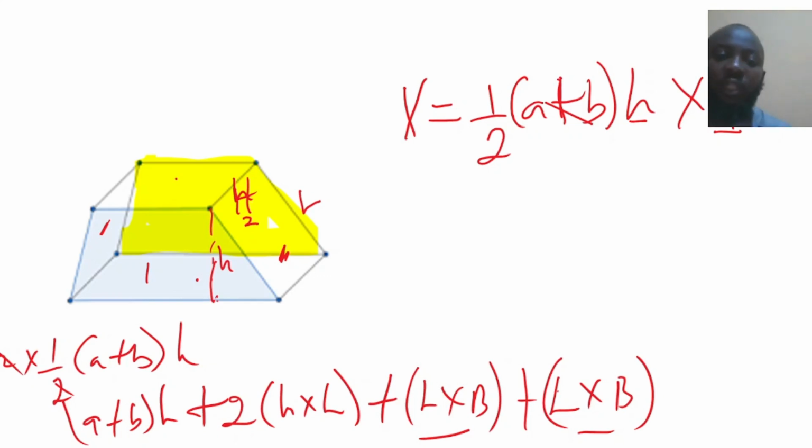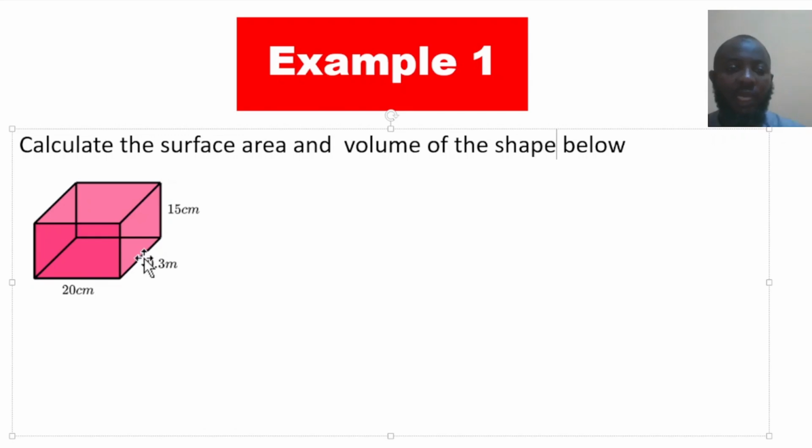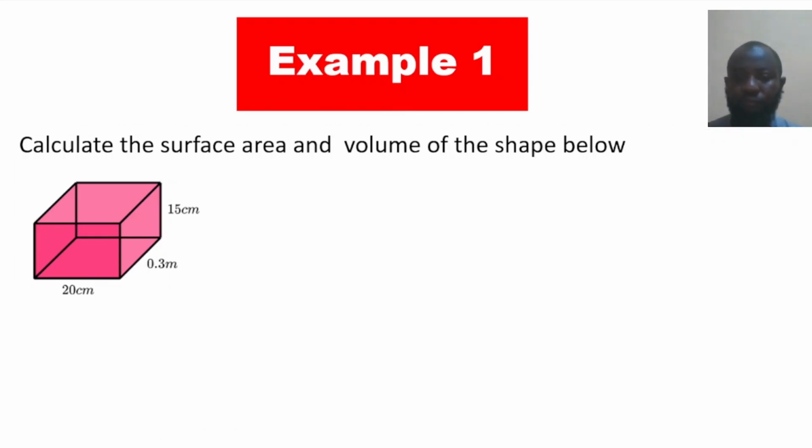So let's quickly look at some examples before we move on. Let's look at this example 1. Calculate the surface area and volume of the shape below. If you look at the shape we have there, this is a cuboid, right? So how do we calculate the total surface area? The surface area. So let's label it. This is the height.